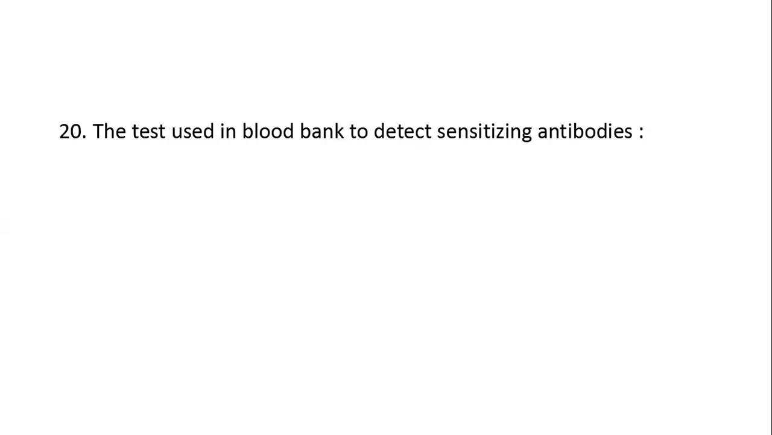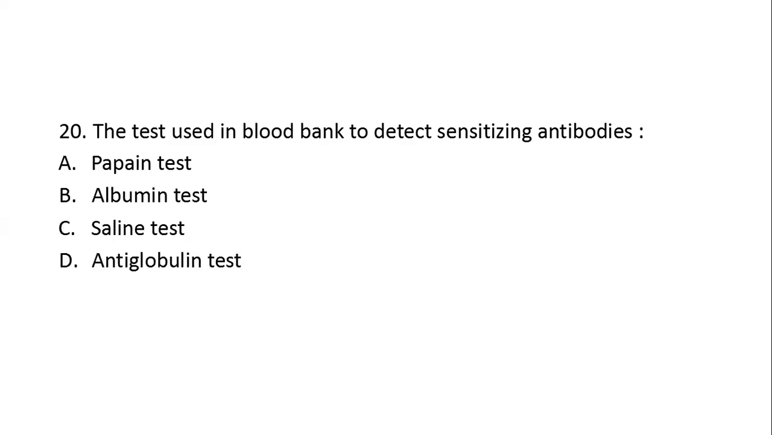Next question: the test used in blood bank to detect sensitizing antibodies. Option A, Papain test; option B, albumin test; option C, saline test; option D, antiglobulin test. The right answer is option D, antiglobulin test.